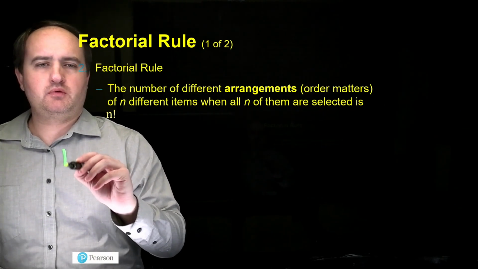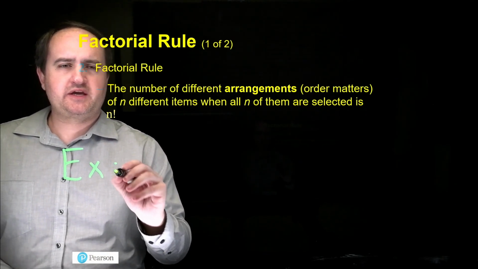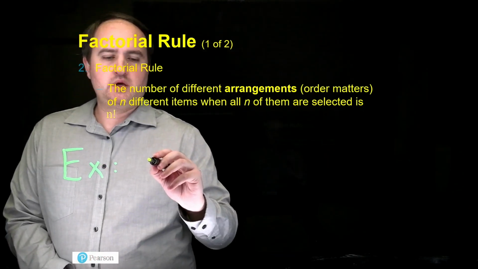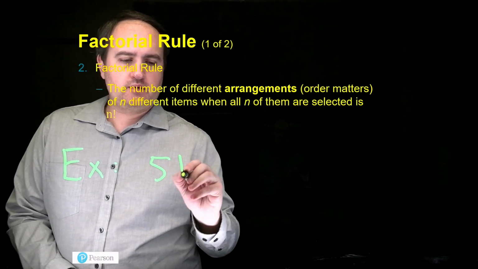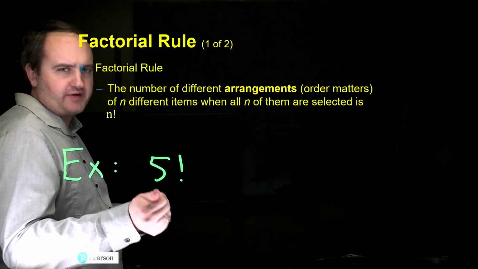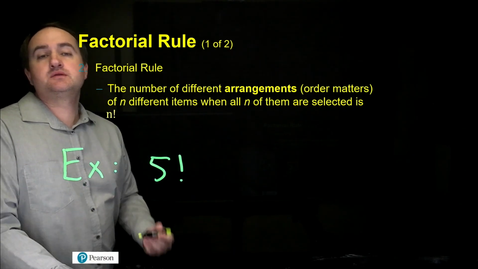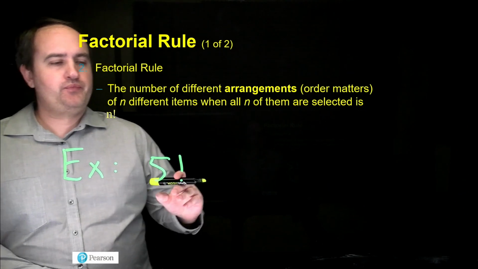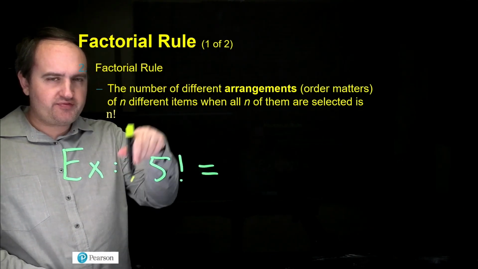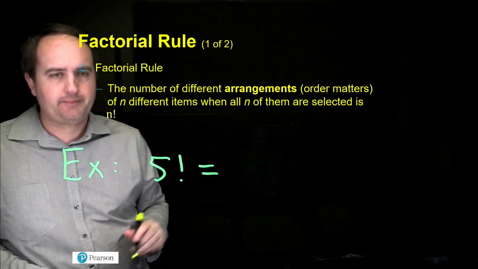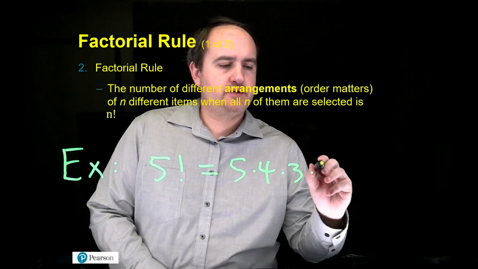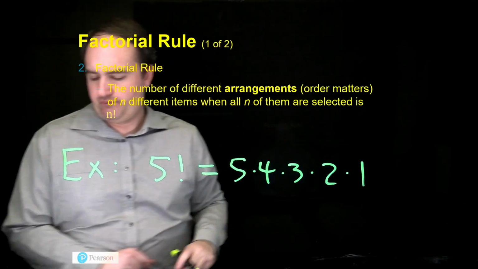Okay, so quick example of a factorial. If we just pick a number like 5, what would 5 factorial mean? Well, we would write 5 with an exclamation mark, read 5 factorial, and all it means is that you start at 5, and you count down and multiply all of the integers until you get to 1. So it's going to be 5 times 4 times 3 times 2 times 1.